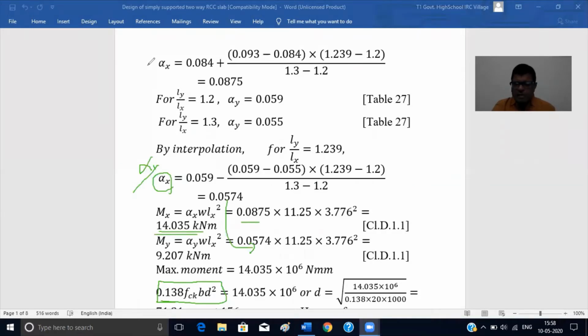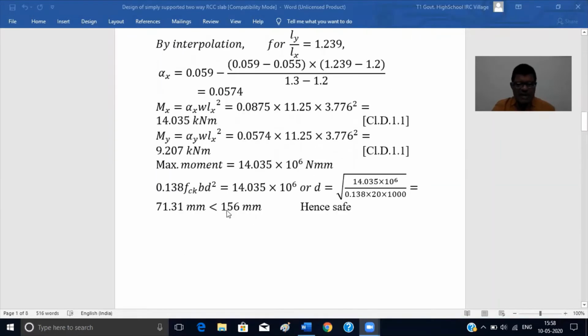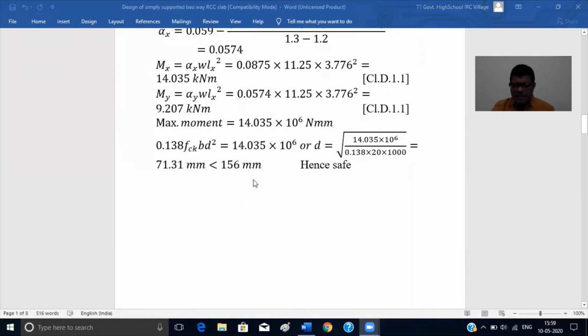So now we see this design, the D value comes out to be 71.31 millimeter against 156. So that means you can also design this with 120 millimeter. If you want it further economical, you can try the same problem. Take capital D equal to 120, and see what value you are getting. So 120 will also be sufficient for this design, that you can check for yourself.